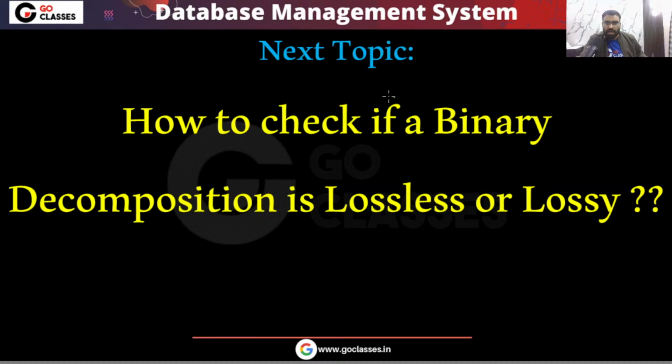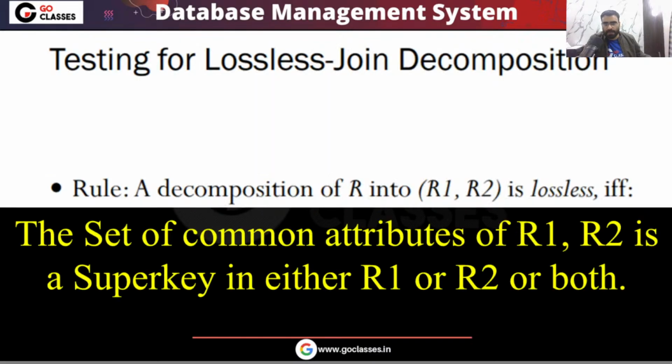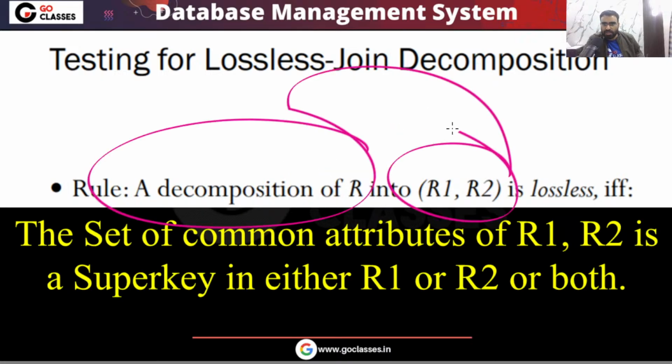Now let's check how to check if a binary decomposition is lossless or lossy. A binary decomposition means we are decomposing an original relation into two sub-relations. And this is very easy. You can see we are decomposing the relation R into R1 and R2. This is called binary decomposition because we are decomposing the relation into two sub-relations.